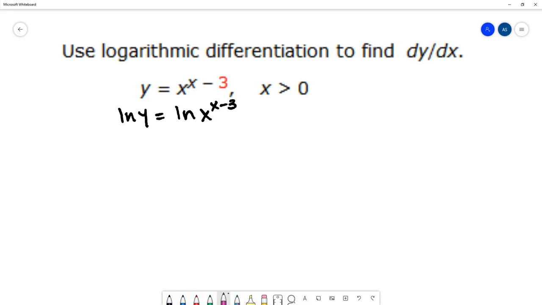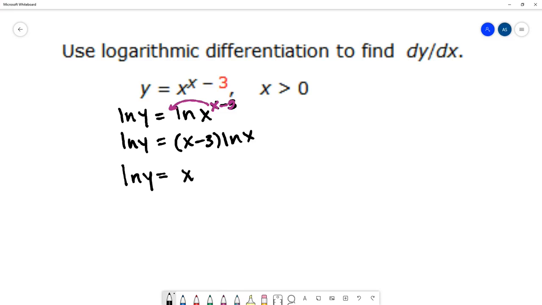So introducing that log allows me to use one of the properties of logarithms called the power rule. So I'm going to take this exponent of x minus 3 and move it to the coefficient. That's the power rule for logarithms. It's an algebra property. So we have x minus 3 times natural log of x. We have natural log of y. I'll go ahead and distribute that x so that we have x natural log x minus 3 natural log of x.